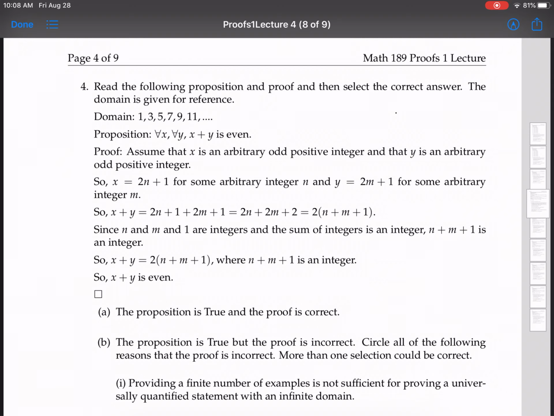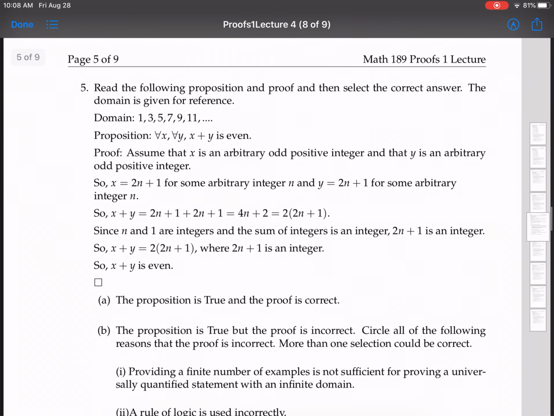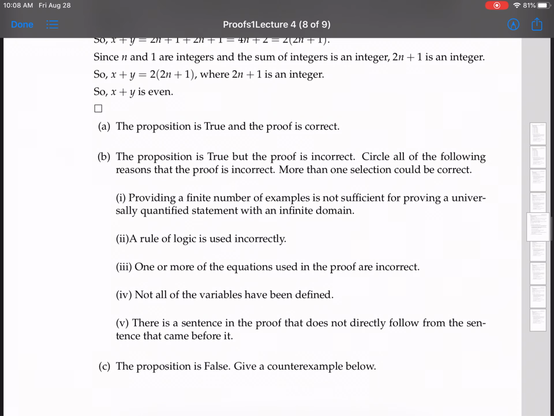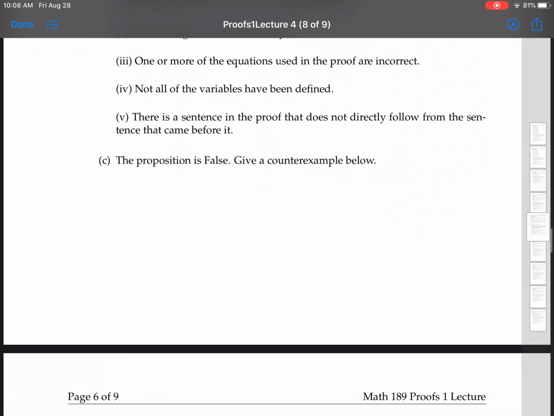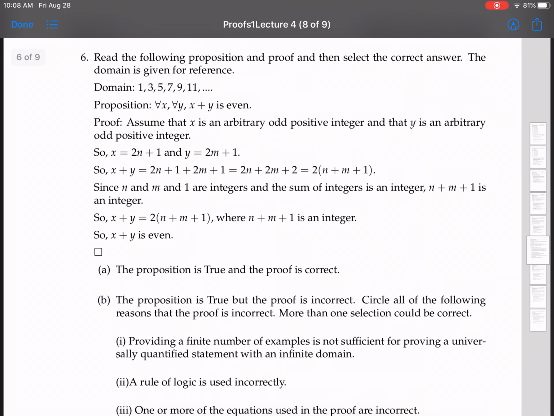In a previous video, we discussed why this proposition and proof are both correct and why the answer would be A. And then in the video after that, we discussed why this one is incorrect, and that was because of part 5. So you might want to watch that video if you haven't watched it already. Now we'll look at this exact same proposition, but another proof that is wrong for a different reason.